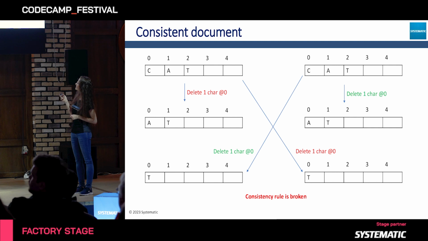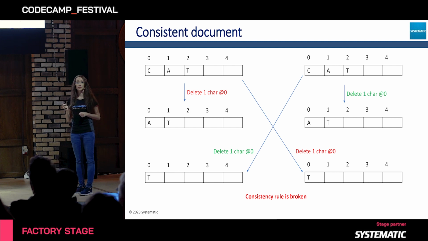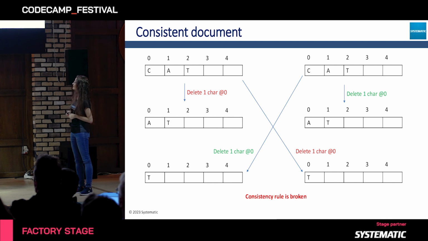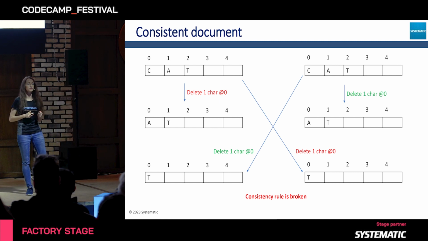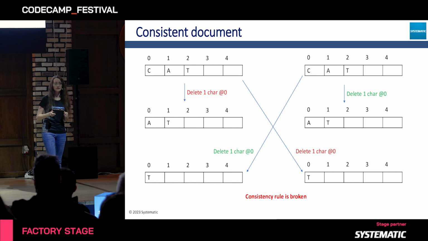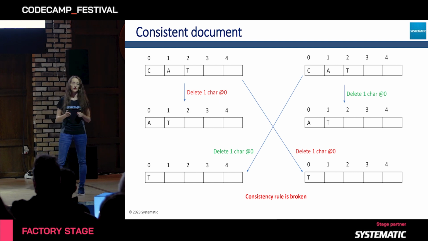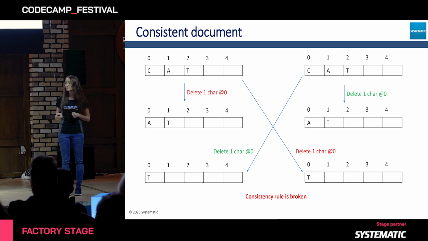But when we receive the operations from the other users, we are actually removing an additional character. So we end up with a T instead of A and T, which was the user intent. So once again, the consistency rule is broken. So something else needed to happen to have a collaborative text editor which actually keeps the intent of the users and ensures we have a consistent document all the time.